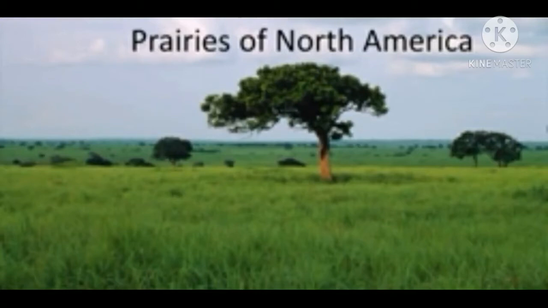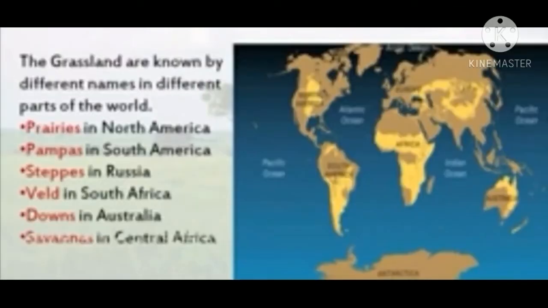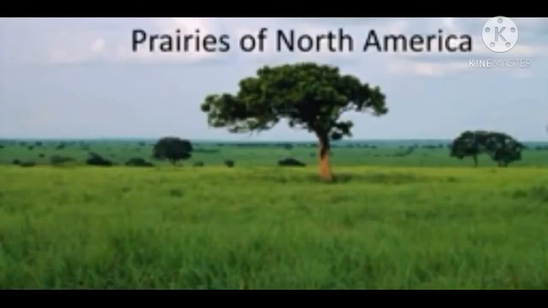Now these grasslands are known by different names in different parts of the world, such as prairies in North America, steppes in Russia, velds in South Africa, pampas in South America, and downs in Australia. The temperate zone experiences a continental type of climate. It is very hot in summers and very cold in winters.